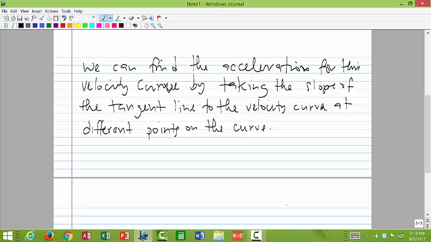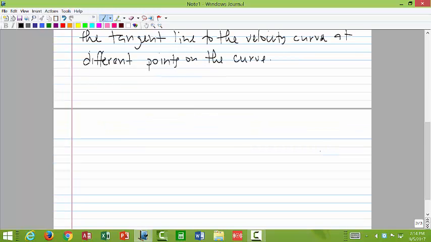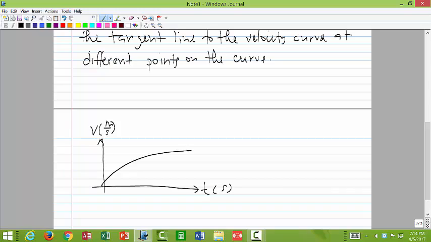Okay, so let me redraw it. I'll draw this velocity curve again, and this is time in seconds. And we have something going like that. So if I take the slope of the velocity time graph at each of these points, I can take the slope at some point here and the slope at some point here. And so we get different slopes.